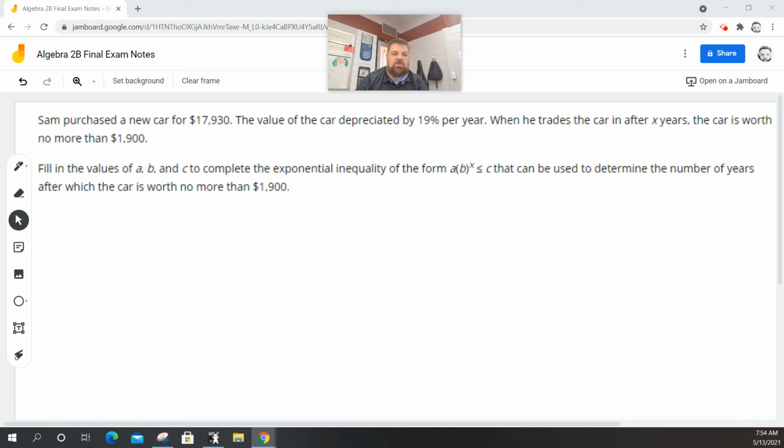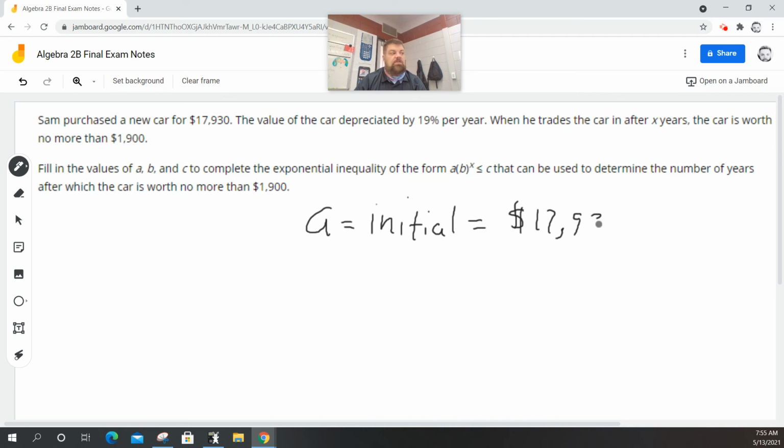So this is actually pretty easy. Just a real quick review. A is the initial value in all these problems. And so the initial value of the car is $17,930.